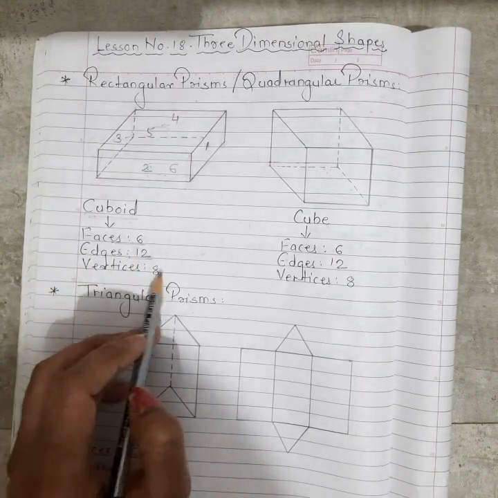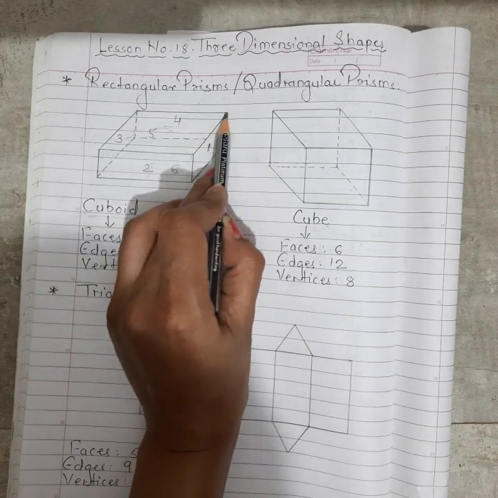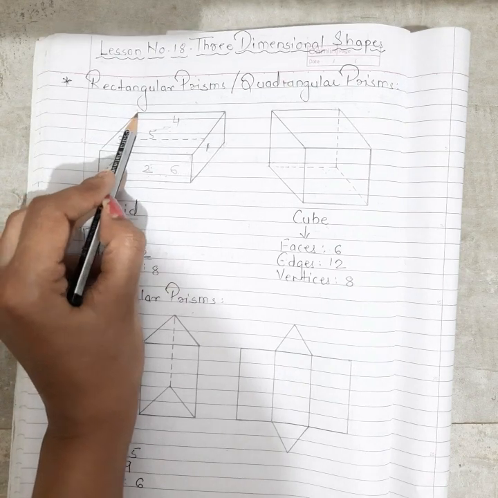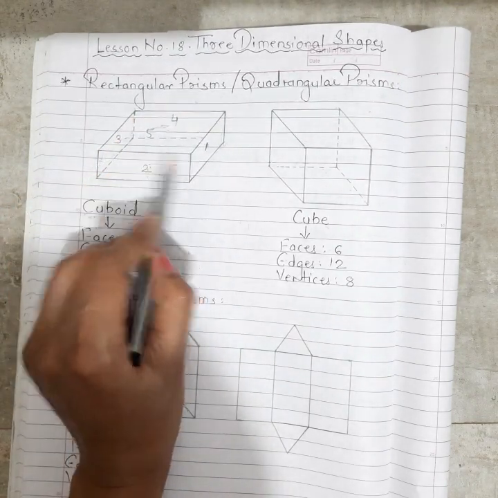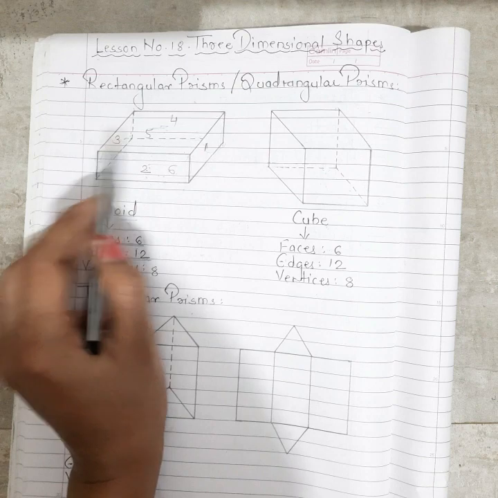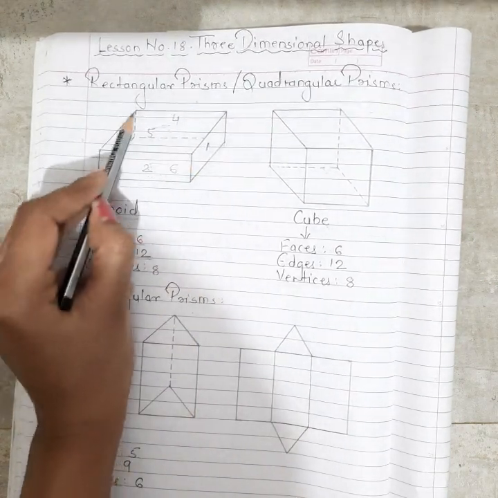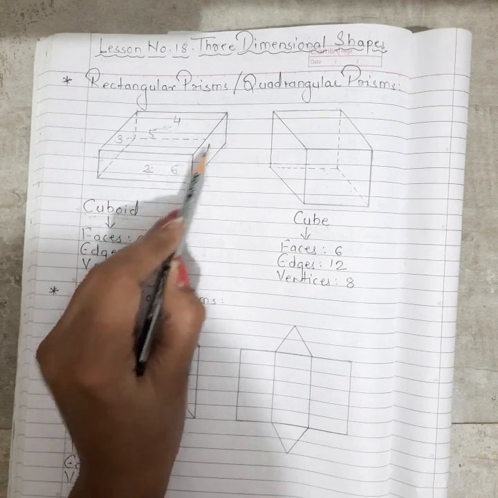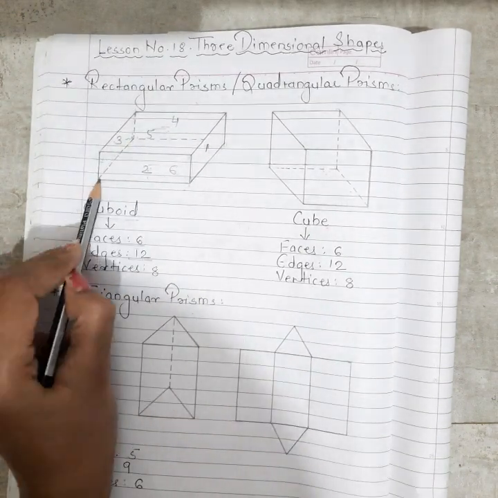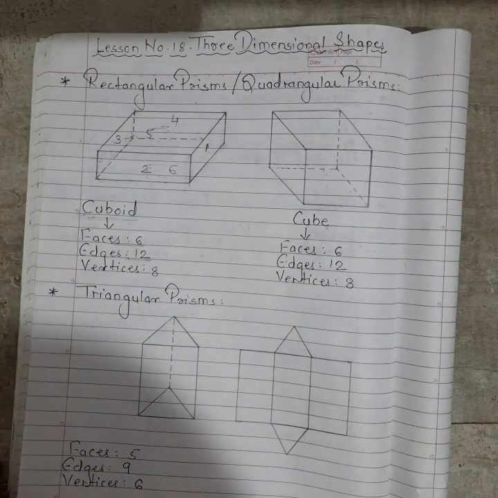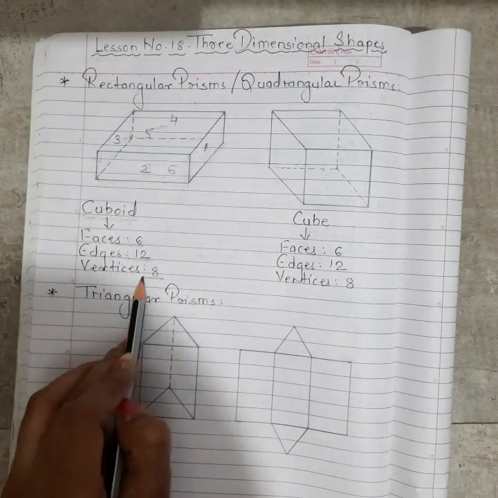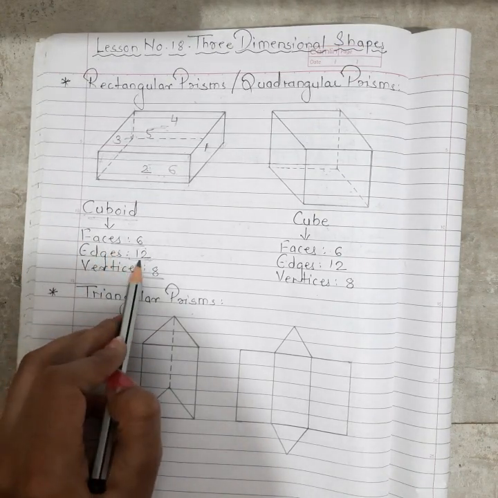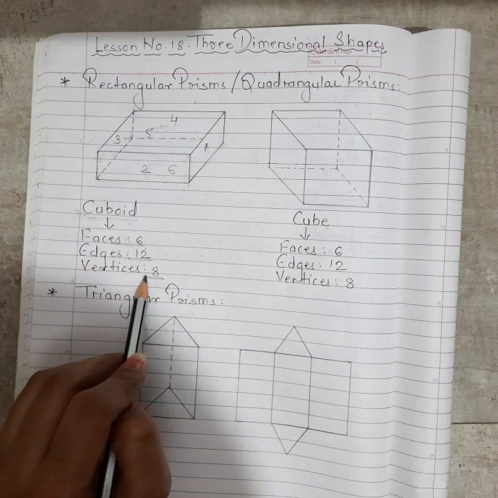Understood. Now next is vertices. Let us count the vertices. 1, 2, 3, 4, these 4 vertices of the top, and 1, 2, 3, 4 vertices from the bottom side. So 4 plus 4, 8 vertices. So a cuboid has 6 faces, 12 edges and 8 vertices.